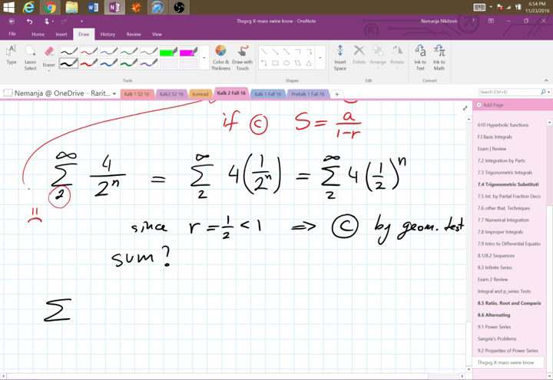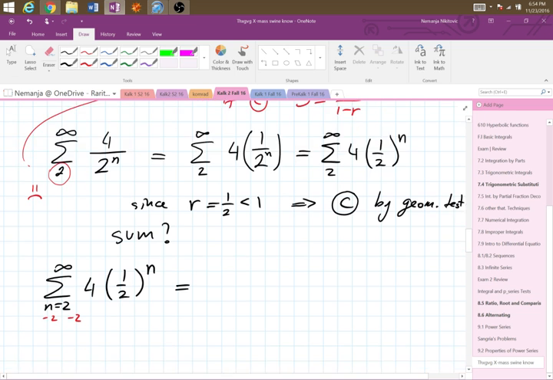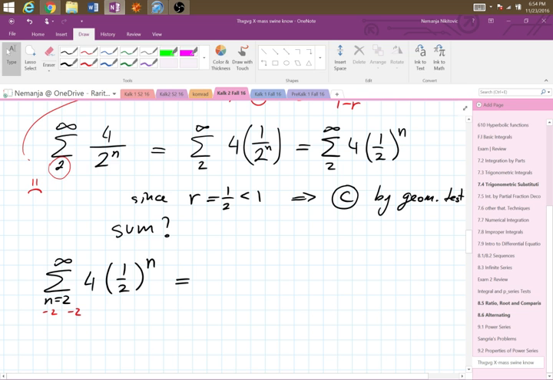So let's take a look. Summation, this is now n equals 2 to infinity, of 4 times 1/2 to the n. So what am I going to do? I'm going to subtract 2 on both sides on the counter, because I want to have it equal to 0, which gives me that the counter now is n minus 2 equals 0, which is exactly what I want. But it's just annoying that it's n minus 2 now.